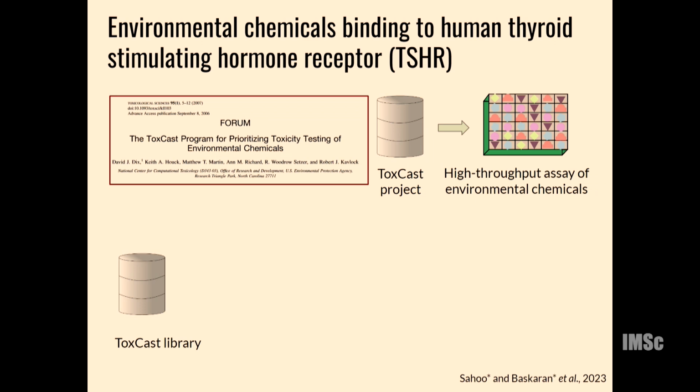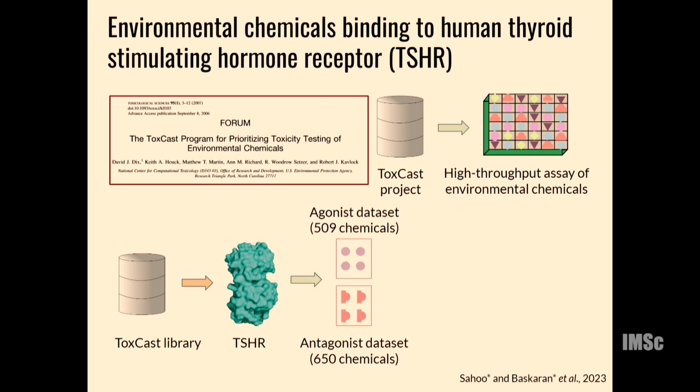Now, what we are doing here is that we collected the data set for a particular receptor, that is the thyroid stimulating hormone receptor, from the ToxCast library. And what is the data that we have collected? We have collected the chemicals which are reported in the agonist assay, that is chemicals which are tested for whether they can have similar function like natural hormones, and we have also collected chemicals for the antagonist assay, that is chemicals which can inhibit the receptor.